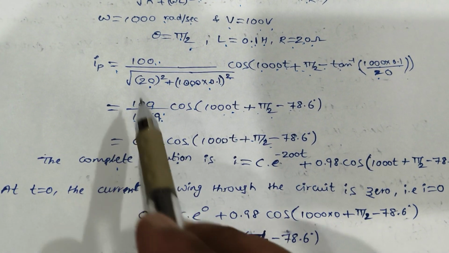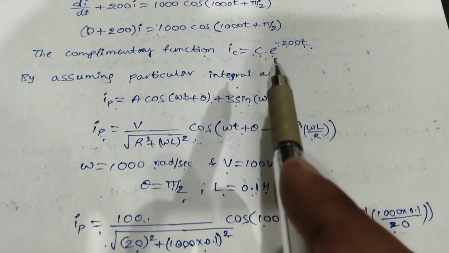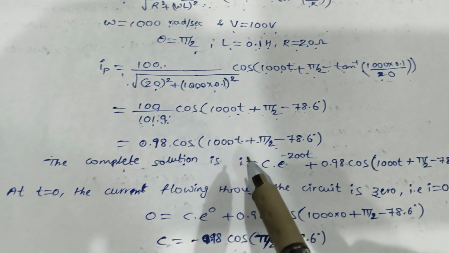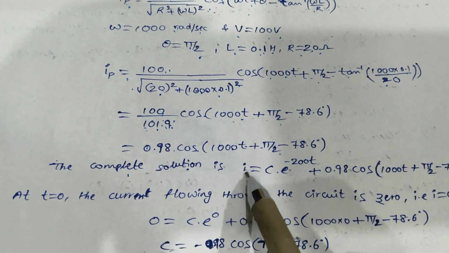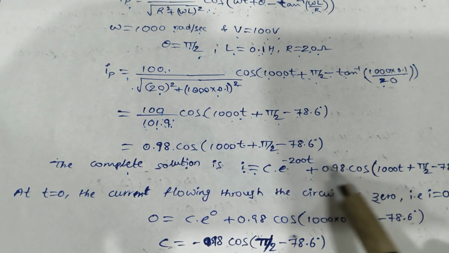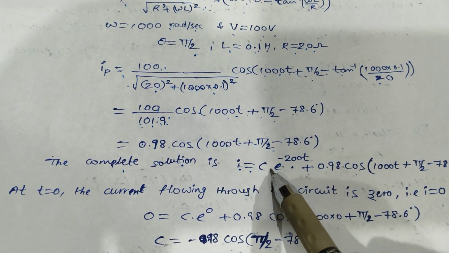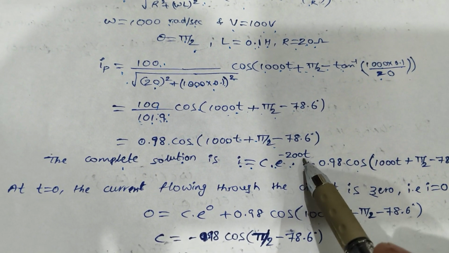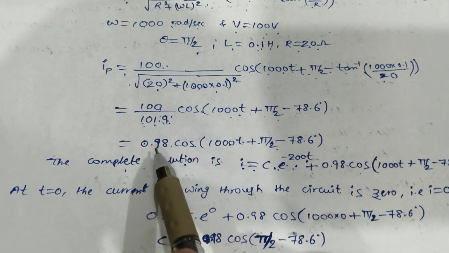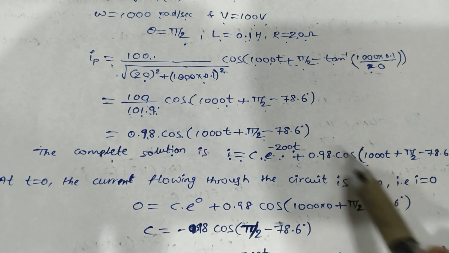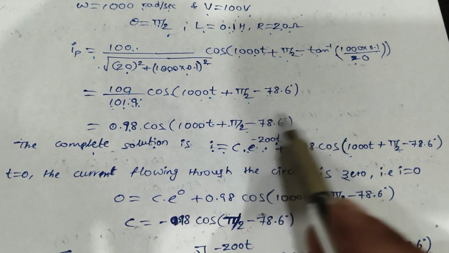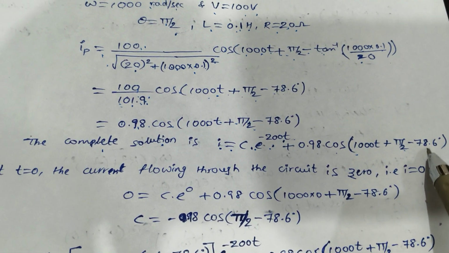What is the complete solution? Now I have the particular solution and the complementary solution. Substituting into the complete solution, i is equal to i_c plus i_p, complementary plus particular. Complementary is C e^(-200 t) plus particular is 0.98 cos(1000 t + π/2 minus 78.6).